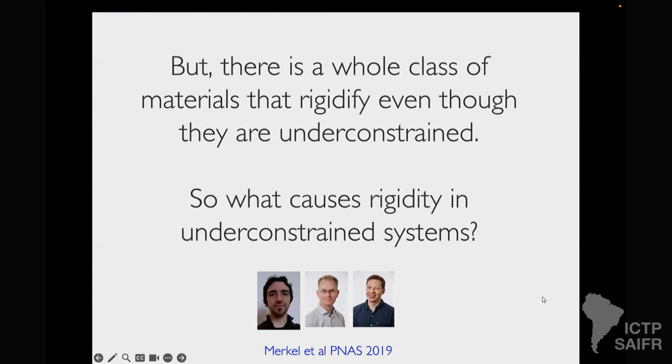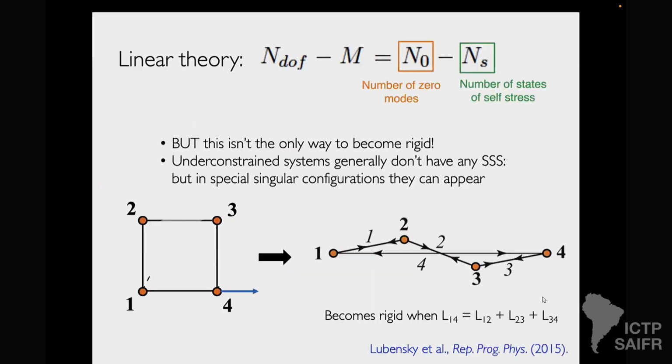Okay, but the key part of this talk that I'm giving is that there's a whole class of materials that rigidify even though they are under constrained. Okay, and so, what causes rigidity in these under constrained systems? And I should say, this work that I'm about to talk about builds upon a very vast literature that I'll talk about a little, and I'm happy to talk about more as well. But let me tell you what the idea is.